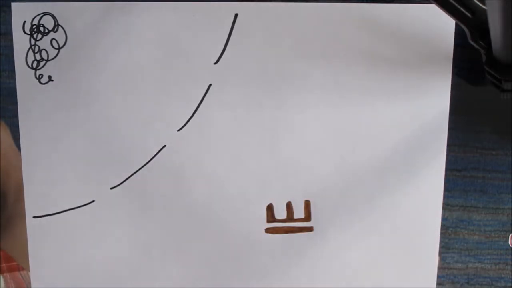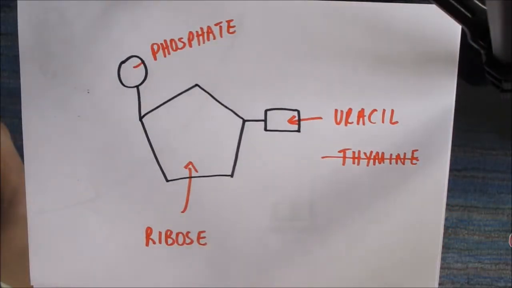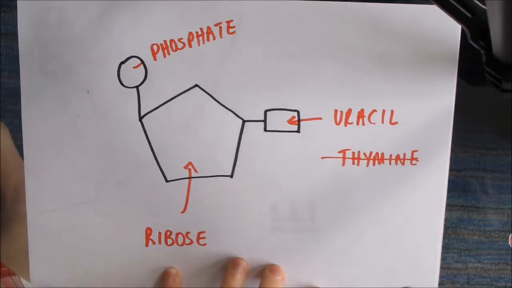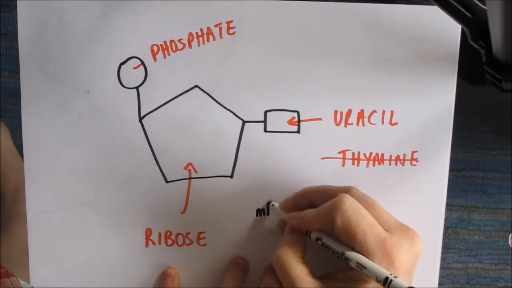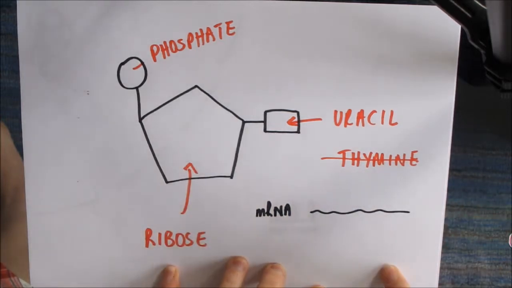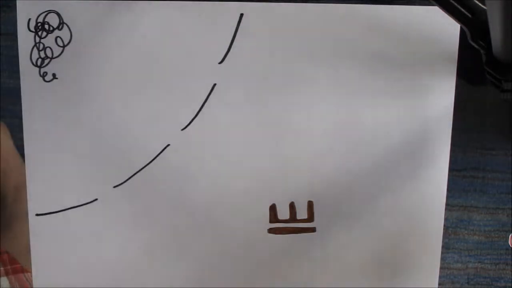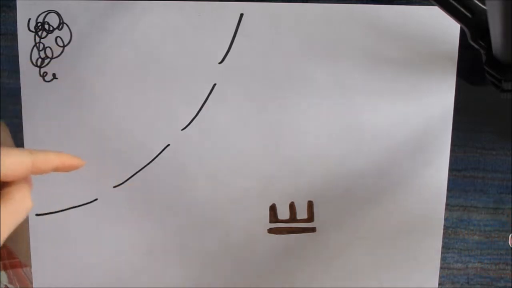Now, messenger RNA is single-stranded. So if we look back at our picture of the RNA nucleotide, messenger RNA is very straightforward. It is simply a single-stranded molecule which can be made to copy DNA. So what happens in the first stage is we need to create this messenger.